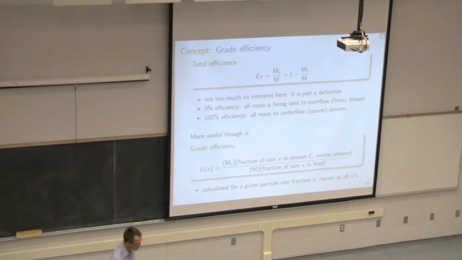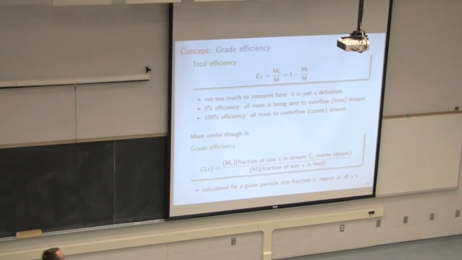Then we can evaluate two numbers. One is less useful than the other. The first one, which is easier to measure and calculate, is the total efficiency. Let's take a look at how that's defined. It simply says take the mass reporting to your underflow divided by the mass of feed. So the mass leaving in the underflow, in the coarse stream, divided by the total feed mass gives you your efficiency.